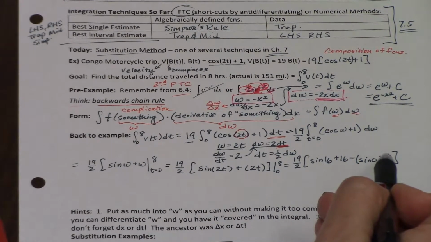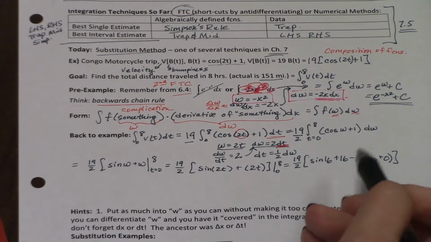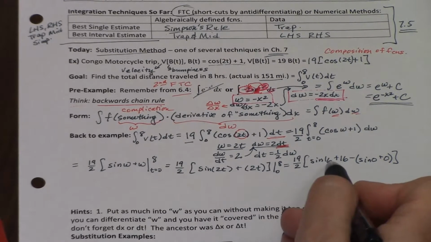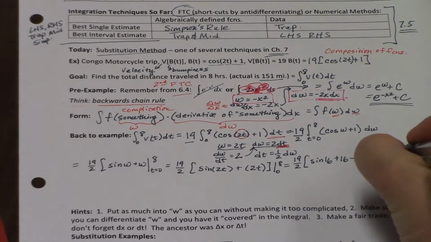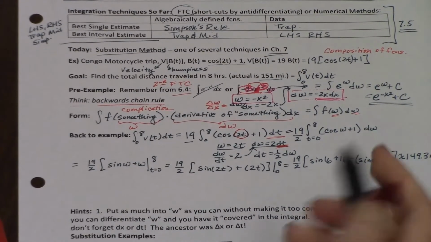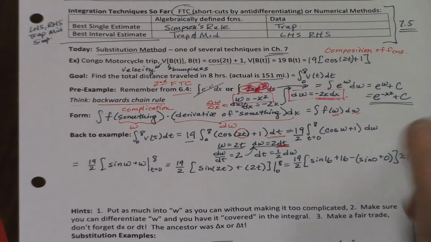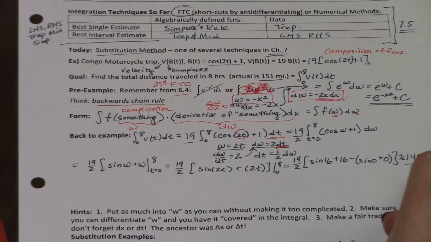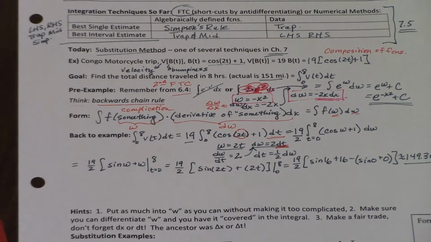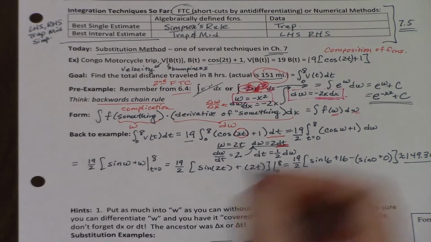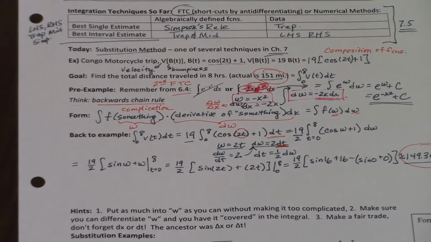So I'm just going to get 0 out of that. Sine of 0 is 0. So I could throw into my calculator 19/2 sine of 16 plus 16, and you get about 149.3, and this was in miles per hour for my rate. So when I integrate that, miles per hour times hour will give me miles. So I'd be 149.3 miles, and if you remember back to the original, it really was a distance of 151 miles, so my estimate's pretty good.